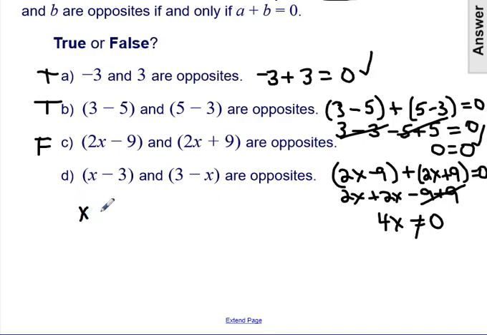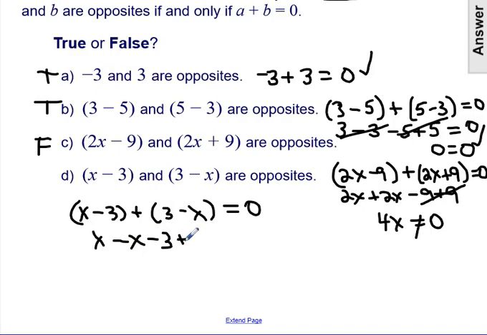And now let's check D. x minus 3 and 3 minus x, so x minus 3 plus 3 minus x. We're testing if it equals 0. If I move my terms around, x minus x and negative 3 plus 3 equal to 0. So x minus x is 0, negative 3 plus 3 is 0. So yes, D is true as well. So we can just test the sum to see if the numbers are opposites.